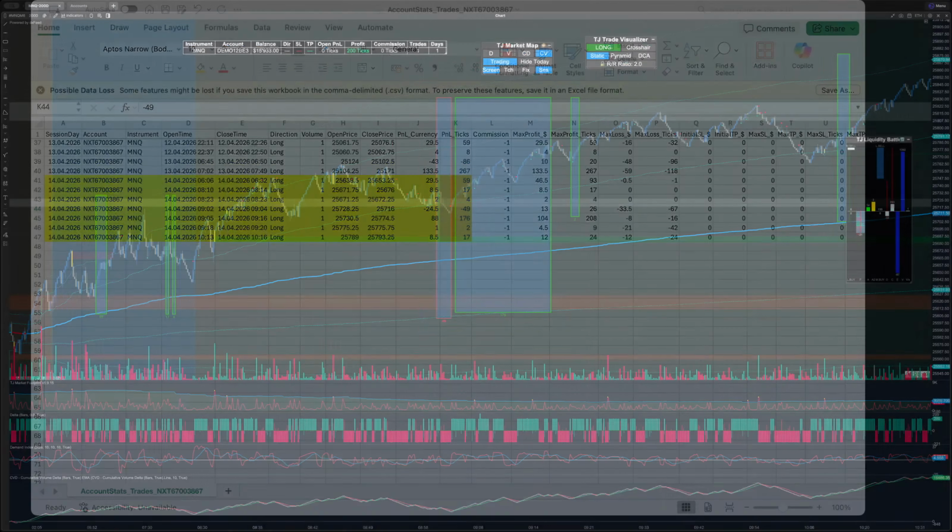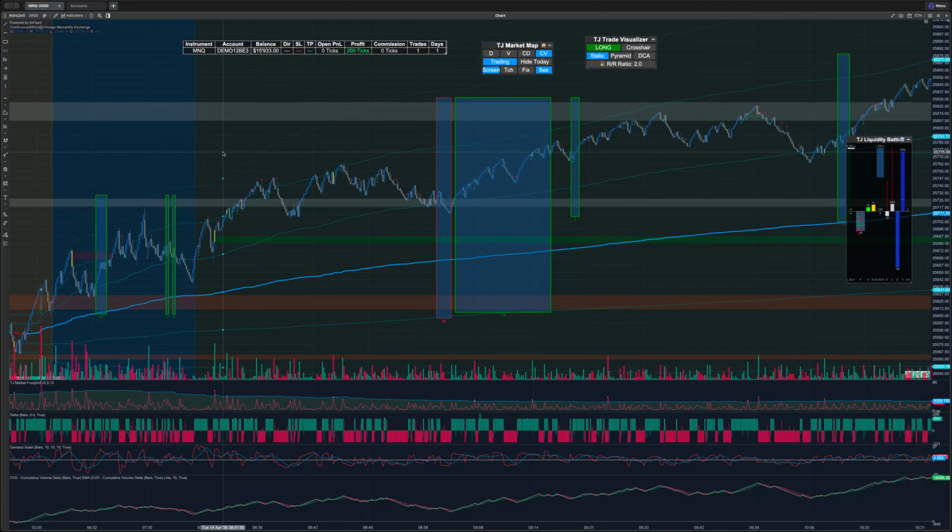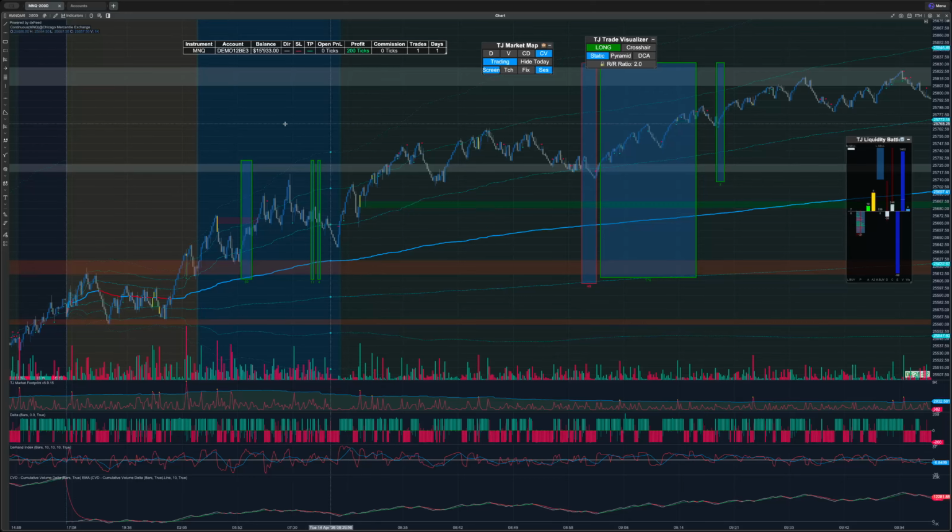Back to the chart. In the European session, the colors are the same. The background here is the European session.